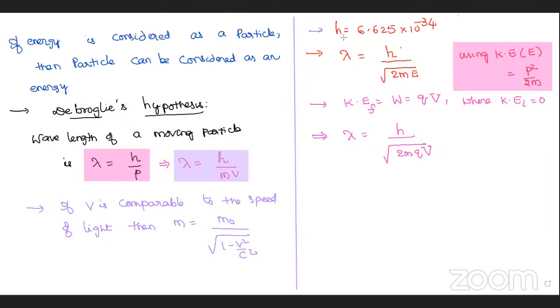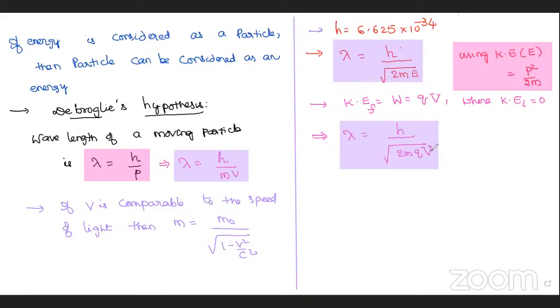So you are getting different equations for numericals. If they give the linear momentum, we go with the first equation. Kinetic energy, we go with the second equation. Potential difference, we go with the third equation. One extra part: if the speed is comparable to the speed of light, in place of m we have to use the relativistic equation. In the third equation, h is already written; mass and charge will change depending upon the particle.